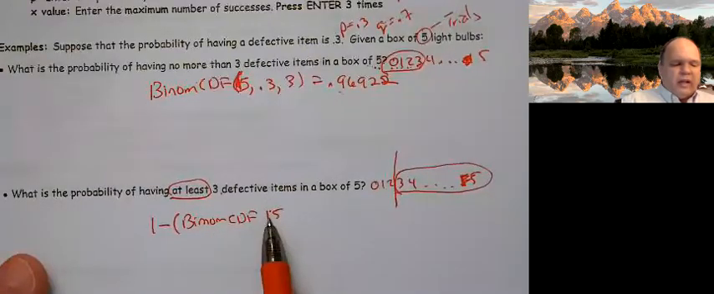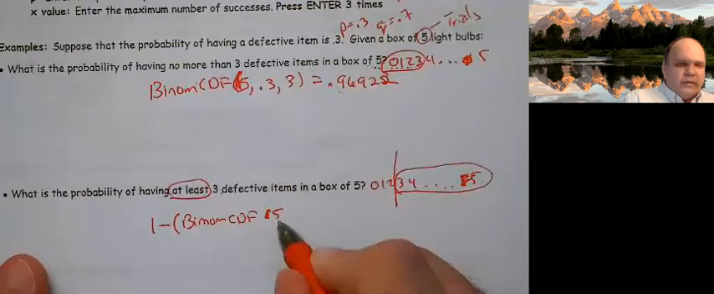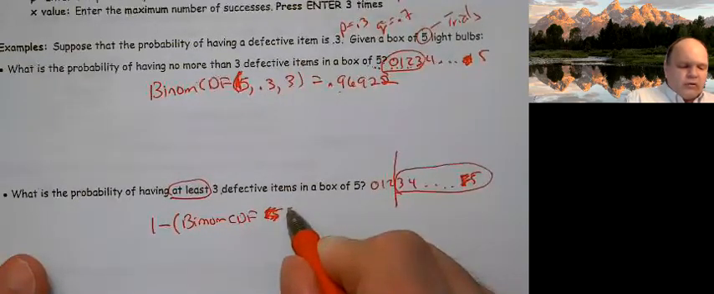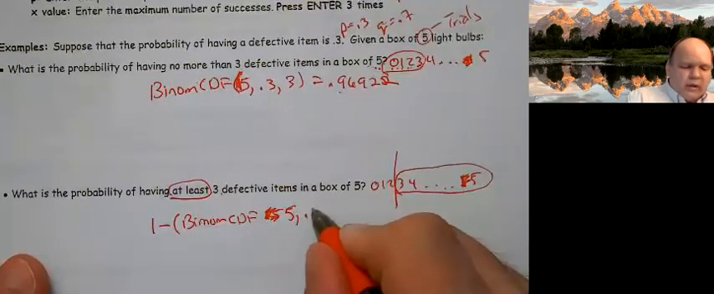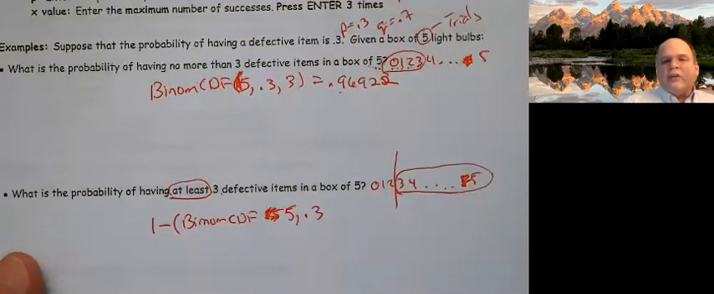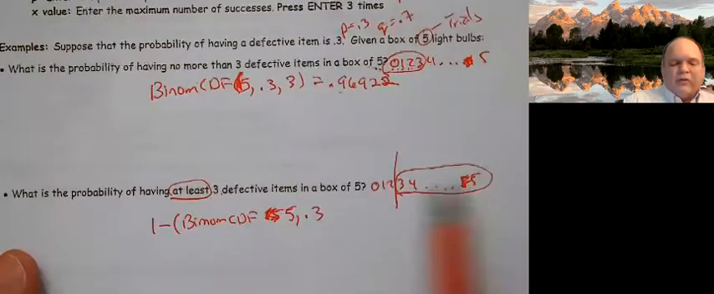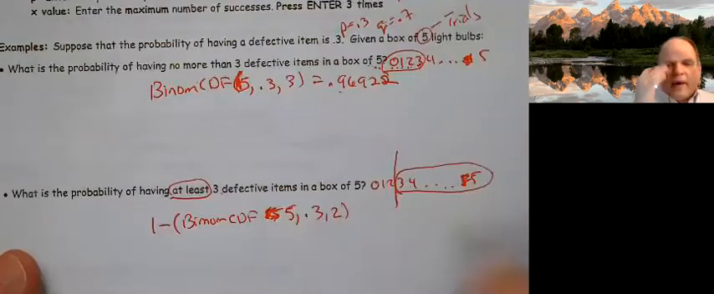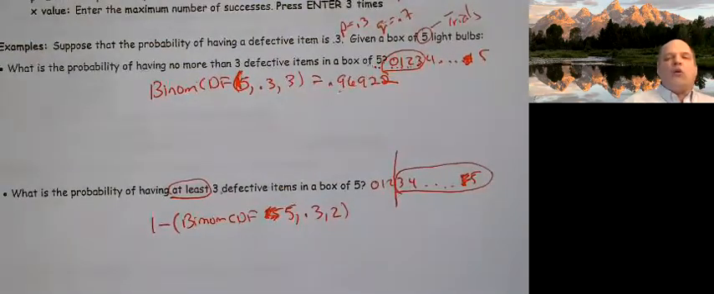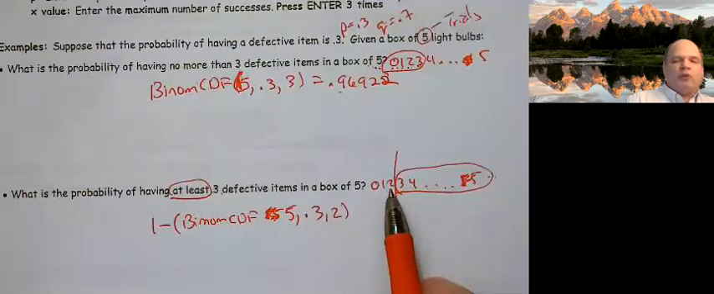So binomial CDF, trials is still 5. I'm going to scratch that out. Trials is still 5. Our probability is 0.3. Now, this is where you have to be careful. I want 3, 4, and 5. So I subtract out the highest I don't want, which is 2. And you're like, I think I should be subtracting out the 3. And it's like, no, don't take away what you want. Keep the stuff you want. You want 3, 4, 5. Take away what you don't want, which is this.